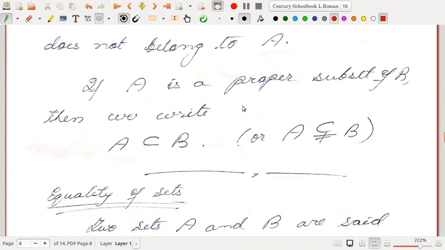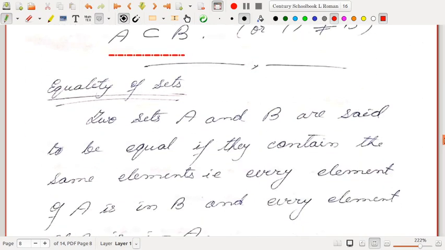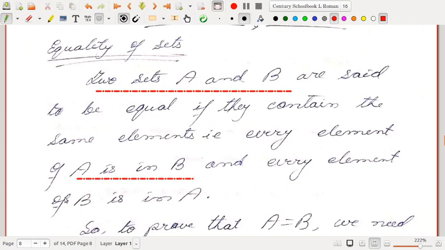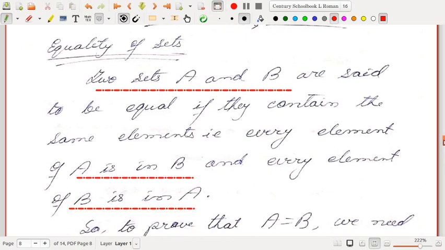If A is a proper subset of B, then we write in symbols A is a subset of B, or we use this symbol. So under what condition will two sets be said to be equal? Two sets A and B are said to be equal if they contain exactly the same elements. That is, every element of A is in B and every element of B is in A. If both these conditions are satisfied, only then we say that the sets are equal.